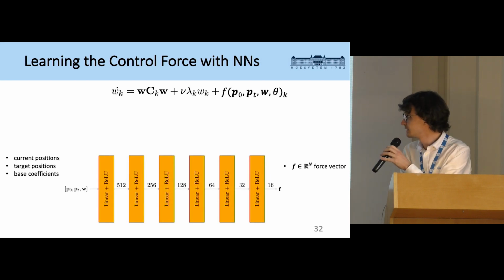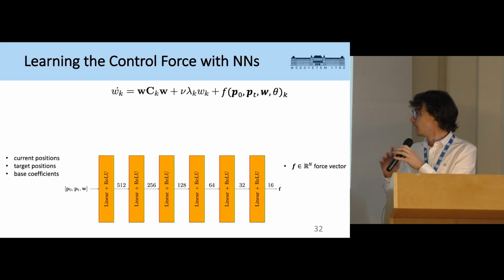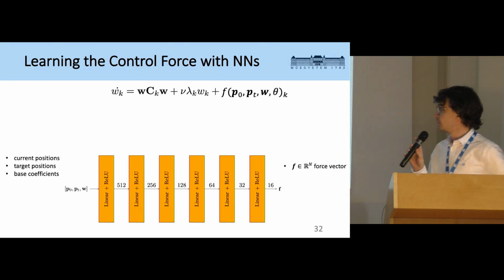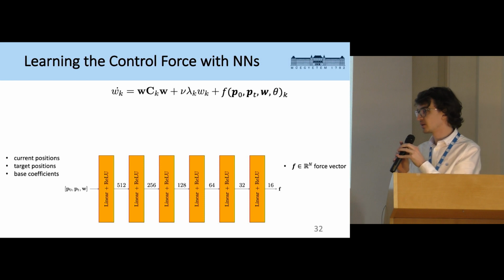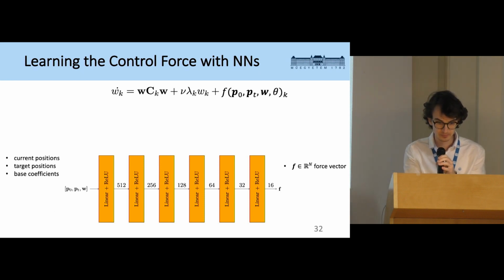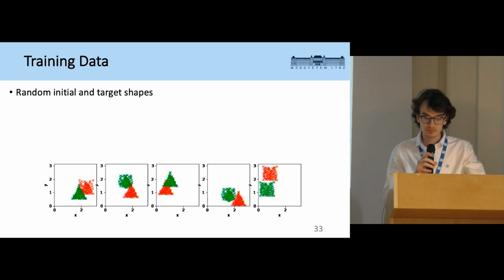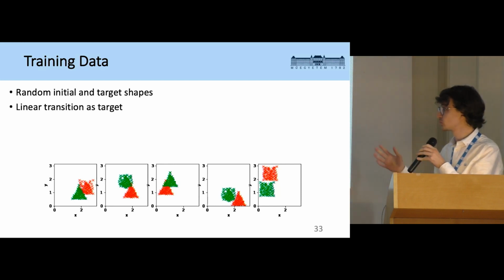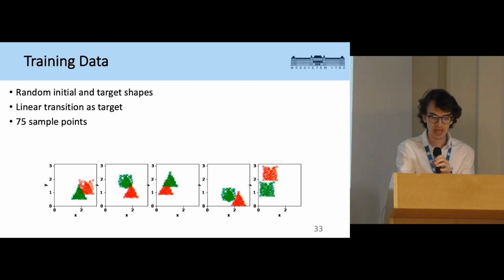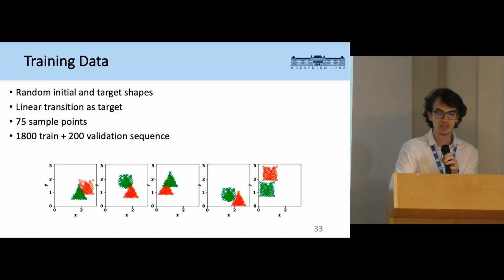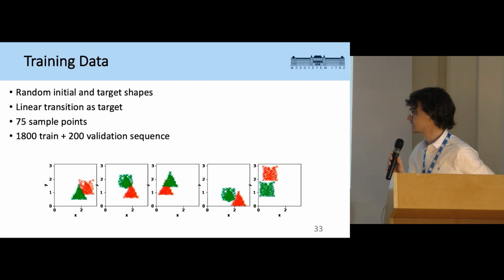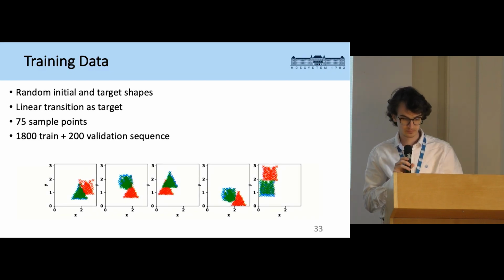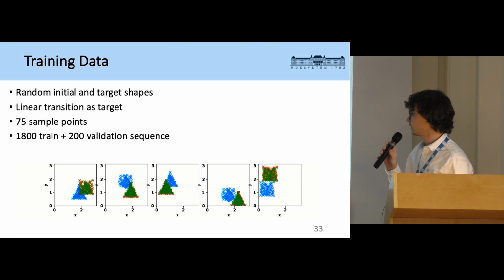Our architecture is 6 linear layers after each other with ReLU nonlinear activations between them. For training data, we generate random initial and target shapes in our domain and target linear transition between these and use 75 sample points for each shape. And for the training, we generated 1,800 training sequences and 200 validation sequences. Here we can see that we're targeting such transitions.